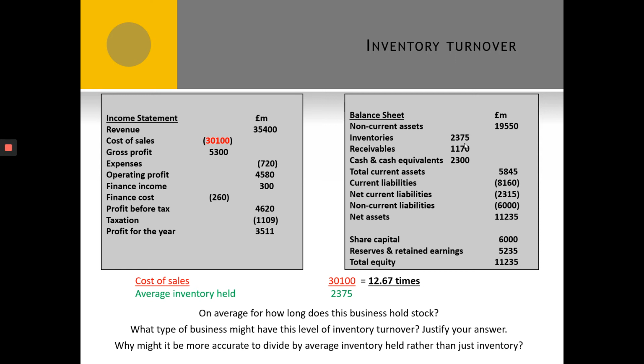Okay, hopefully you got the right answer, and the right answer for this one was 12.67 times. And hopefully you've come up with some good reasons for what different types of businesses have this kind of inventory turnover figure.